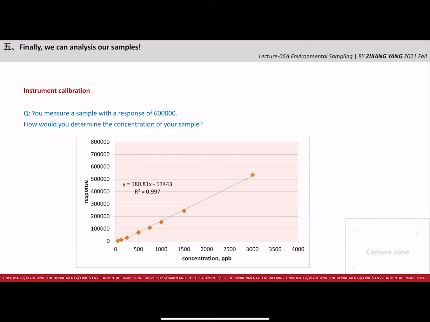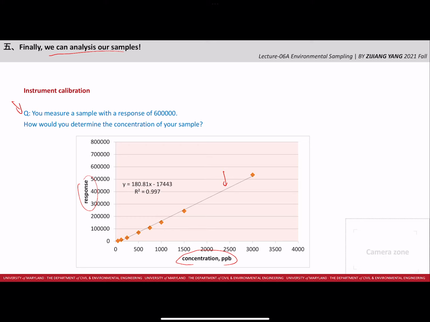The next one is about instrumental calibration. Finally, we can analyze our sample. And to analyze our sample, we have the calibration. I think you guys did lots of homework and quiz about the calibration curve. We have the concentration and we have the response. And we can construct a linear relation between concentration and response.